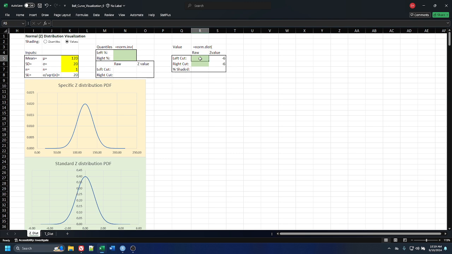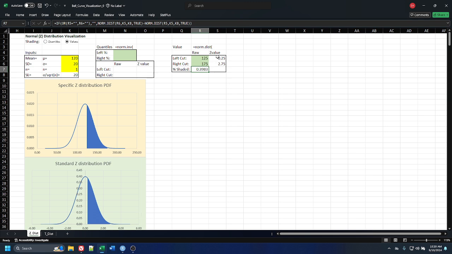Let's suppose I want to know the probability of having a score between 125 and 175. If I put in 125 and 175, I get that the percent shaded is about 40%, or 0.398. We can see that it's the same regardless of whether we use a standardized z distribution or a specific distribution. A few things differ between these graphics, like the scale on the x-axis and the y-axis, but that's just to size it correctly. The area between these points is the same.